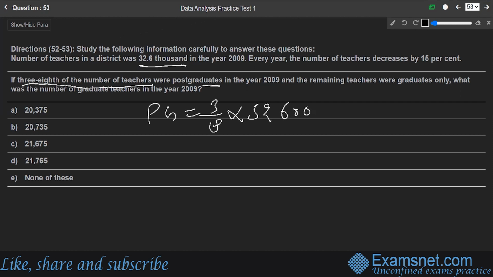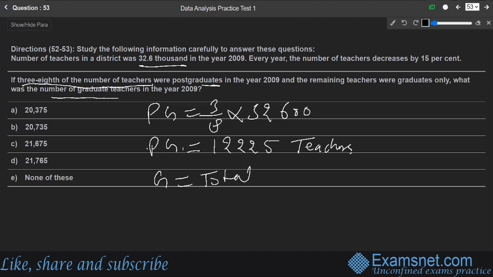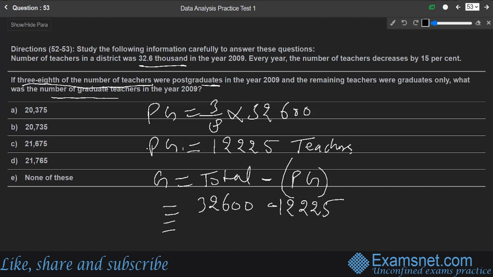If we calculate this, this comes out to be 12,225 teachers. So these many teachers were postgraduate in the year 2009. But he's not asking for the value of postgraduate teachers. He's asking for the number of graduate teachers. So the number of graduate teachers can be found out by the total number of teachers minus the total number of postgraduate teachers. So the total number of teachers was 32,600 minus the postgraduate teachers, which came out to be 12,225. If you solve this further, this comes out to be 20,375. So these many teachers are graduate teachers as asked in the question, available in option number B, and it becomes the right answer this way.